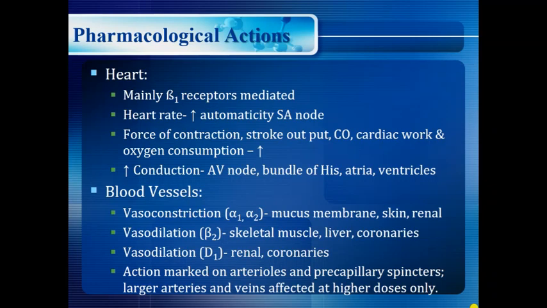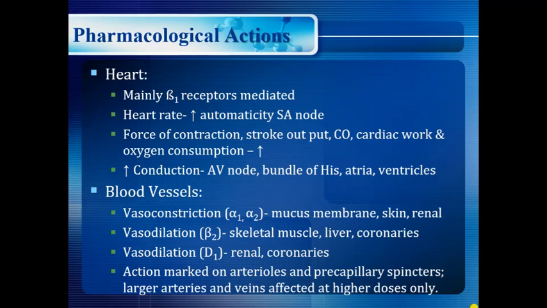Vasoconstriction occurs at the blood vessels, which is mainly mediated through alpha-1 and alpha-2 receptors. The blood vessels located in mucous membranes, skin and renal tissue will be vasoconstricted. But in the blood vessels located in skeletal muscle, liver and coronaries, there would be vasodilatation because the predominant receptor located here is the beta-2 receptor.